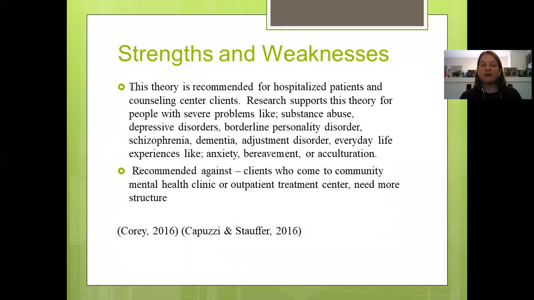This theory is recommended for hospital patients and counseling center clients. Research supports this theory for people with severe problems like substance abuse, depressive disorder, and borderline personality disorder, as well as everyday life experiences like anxiety and bereavement. It is recommended against for clients who have come to the community mental health clinic or outpatient treatment center and need more structure in their therapeutic needs.